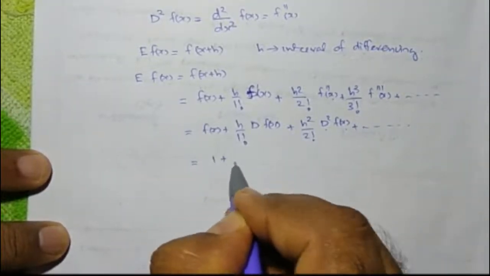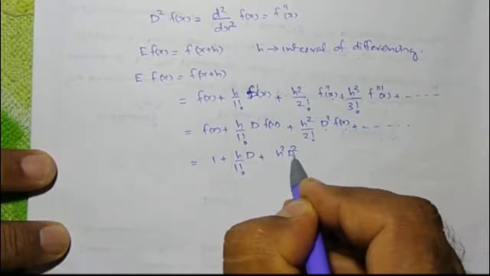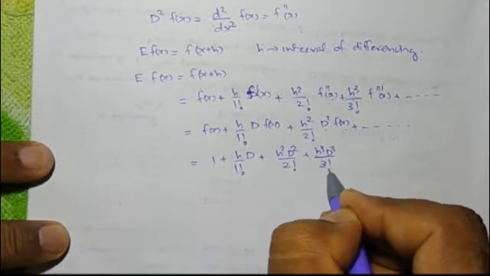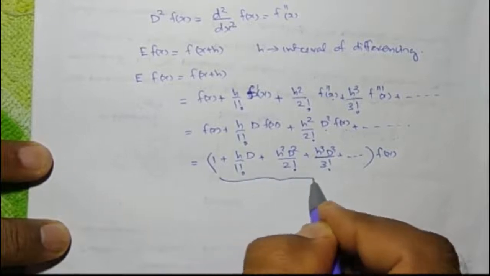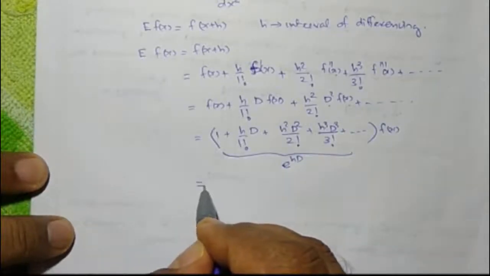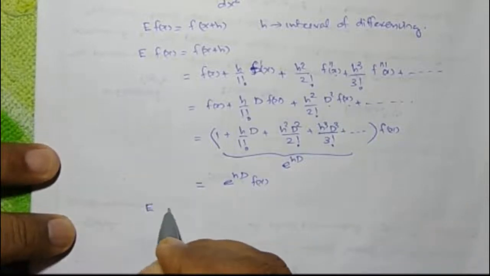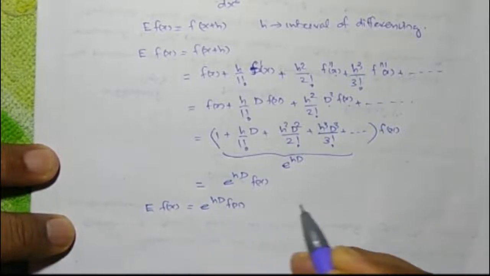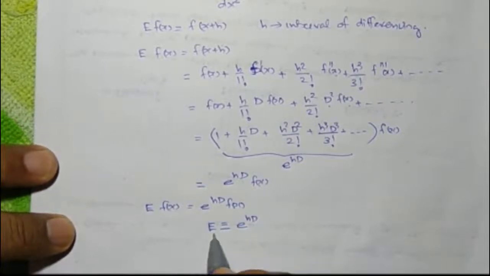So this is equal to 1 plus h by 1 factorial into D plus h square D square by 2 factorial plus h cube D cube by 3 factorial plus etc., into f of x. Now this term is, say, e raised to x, where x is hD. So this is equal to e raised to hD into f of x, or we may write E into f of x is equal to e raised to hD into f of x. In other words, E is equivalent to e raised to hD.